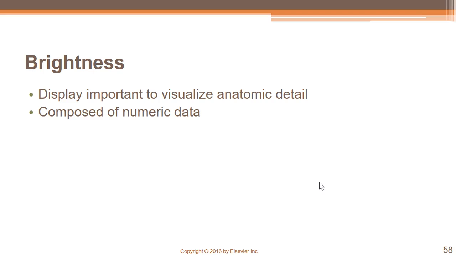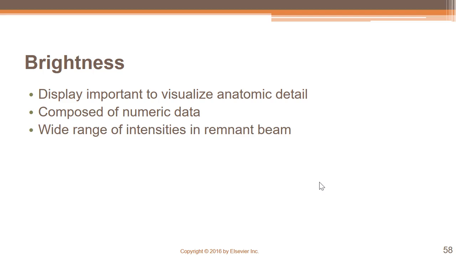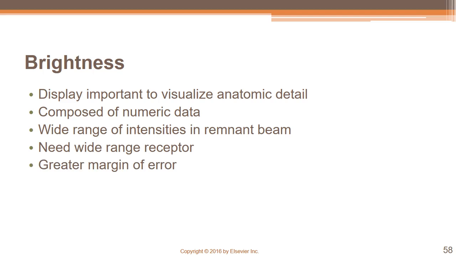The X-ray beam that exits the patient, remnant radiation, hitting the image receptor as a latent image, has a wide range of X-ray intensities. It often varies by more than 1,000. To adequately capture these intensity extremes, you have to have a receptor with a wide dynamic range. Because digital imaging provides a wider dynamic range than we had in film screen, and the computer can adjust for errors, there is a greater margin of error for exposure techniques.